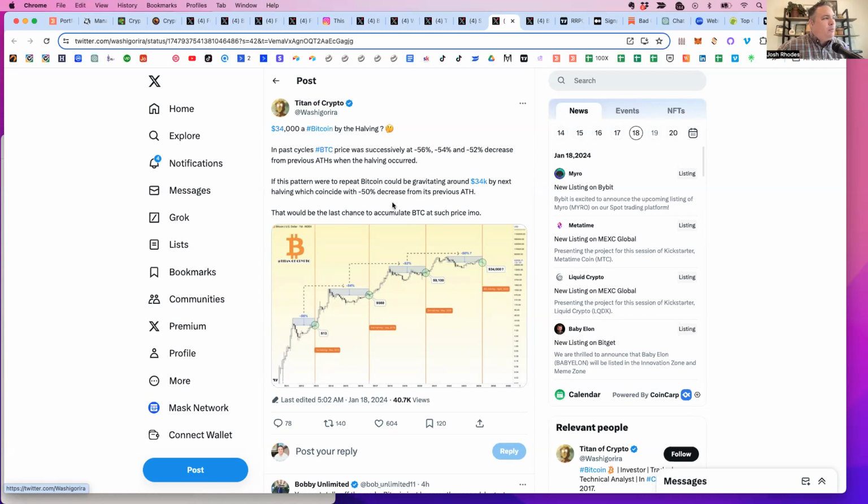In past cycles, Bitcoin price was successively at negative 56, negative 54, and negative 52% decrease from previous all-time highs when the halving occurred. Okay, so previous all-time high, knock it down negative 56, and that's where you end up at the halving. If this pattern were to repeat, Bitcoin could be gravitating towards $34,000 by next halving, which would coincide with a negative 50% decrease from its previous all-time high. That would be the last chance to accumulate Bitcoin at such a price, in my opinion.